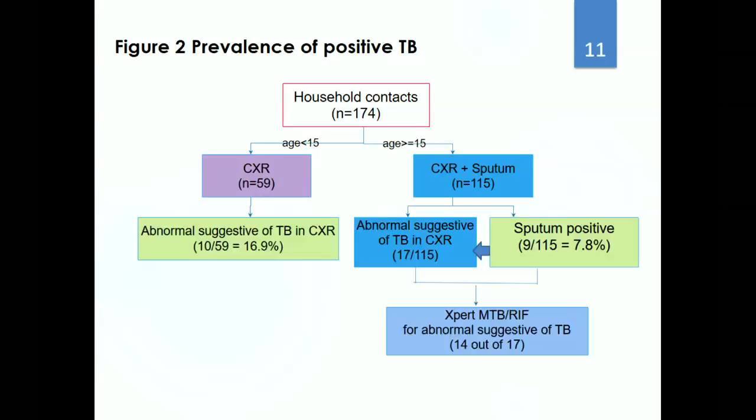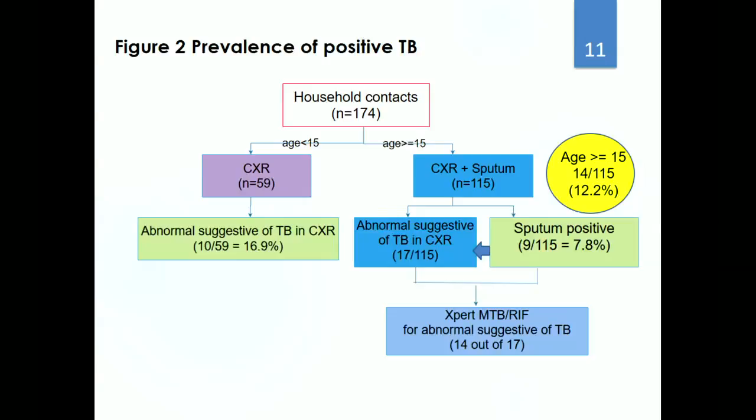Among all 174 household contacts, the contacts aged 50 and above were 115. In this group, we performed both sputum and chest X-ray. The positive sputum was 77.8%. It overlapped with the chest X-ray result. Finally, we confirmed by using the GeneXpert test. Therefore, the prevalence of the positive TB in this group was 12.2%.